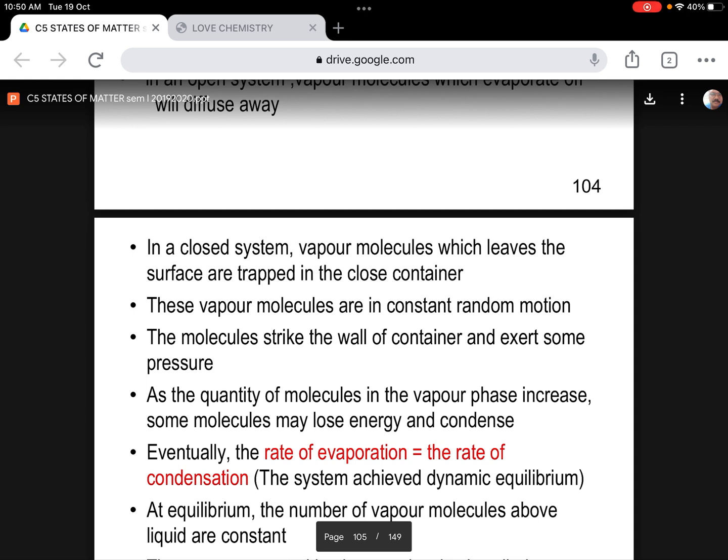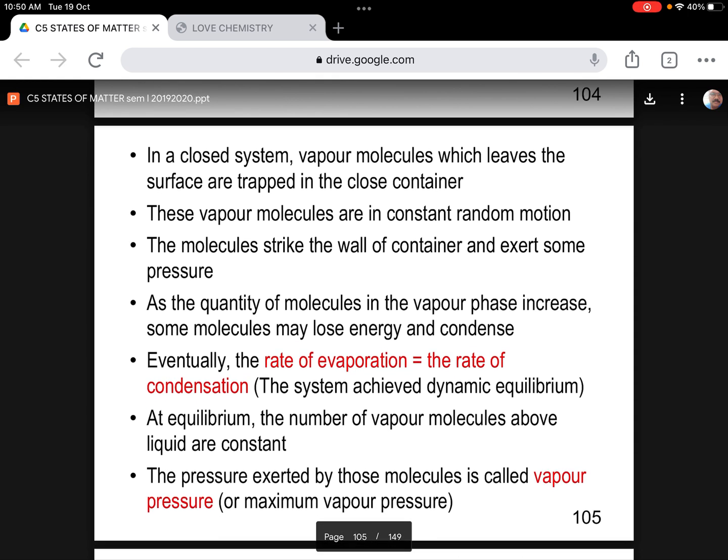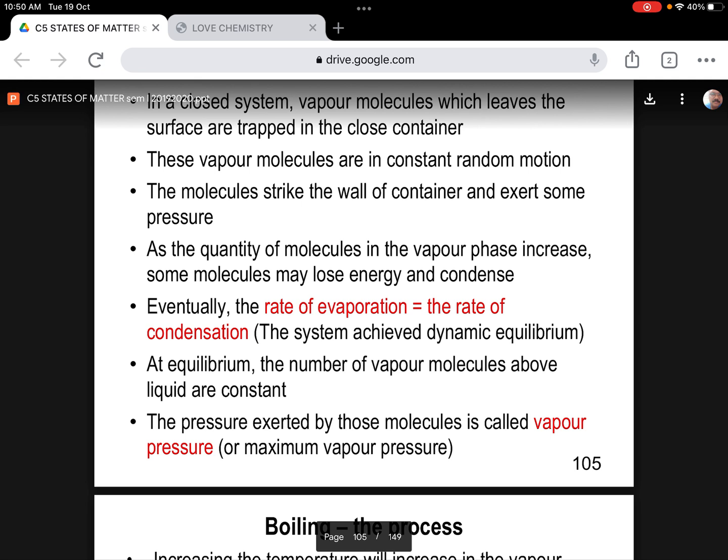As the quantity of molecules in the vapor phase increases, some molecules may lose energy and condense. Eventually, the rate of vaporization will be equal to the rate of condensation. Now the system is said to be in dynamic equilibrium. At equilibrium, the number of vapor molecules above the liquid is constant. The pressure exerted by those molecules is known as vapor pressure.